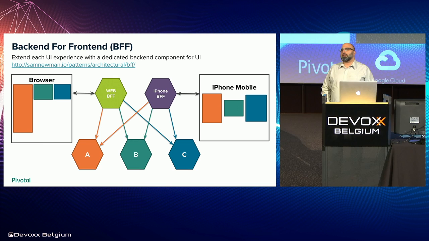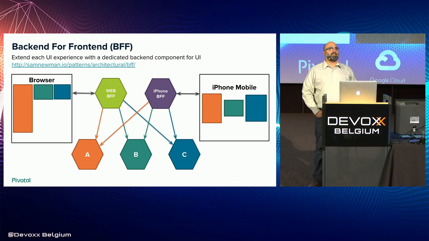In this situation, we're going to say that the iPhone mobile application is going to have an iPhone BFF, which is an endpoint that is dedicated to the iPhone app. And we'll have one for the browser, and we'll have another one for the Android app. The concept here is to think of the BFF not as a published API, but more as user interface code that we've extracted out of the client and onto the server side.